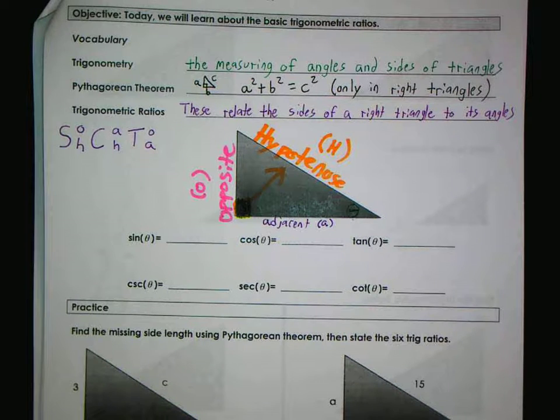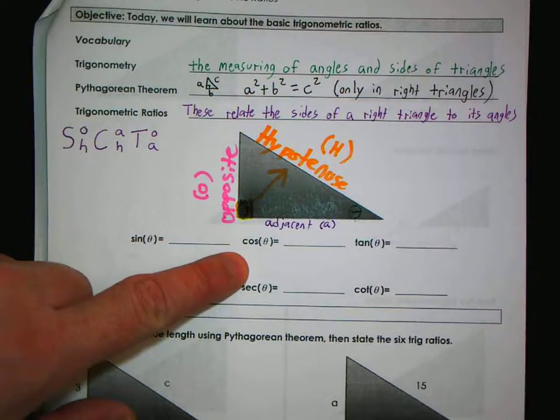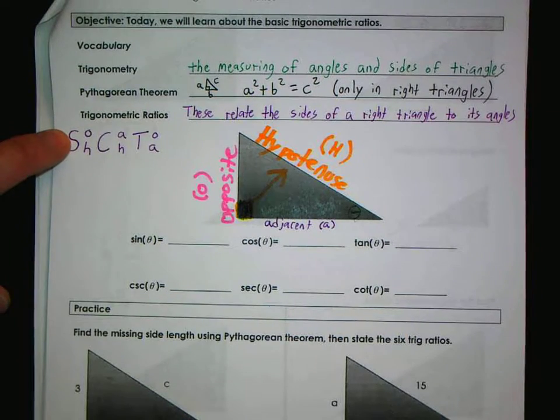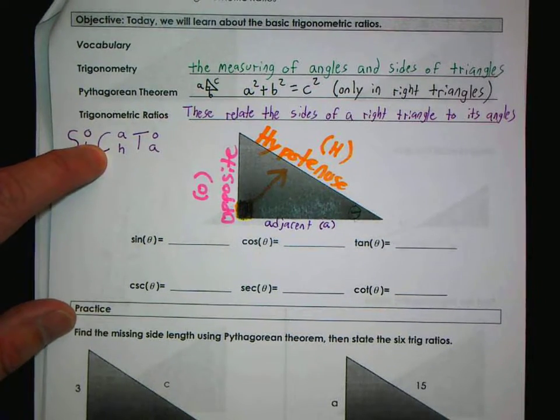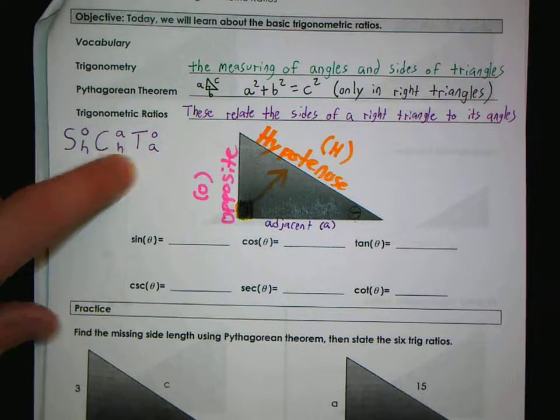It's a way of memorizing. And all it says is S is for sine, C is for cosine, T is for tangent. And if you have the sine function, that's opposite over hypotenuse. And if you have the cosine function, that's adjacent over hypotenuse. And if you have the tangent function, that's opposite over adjacent.